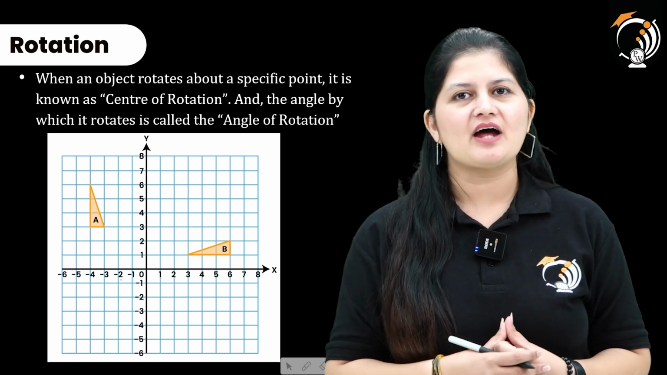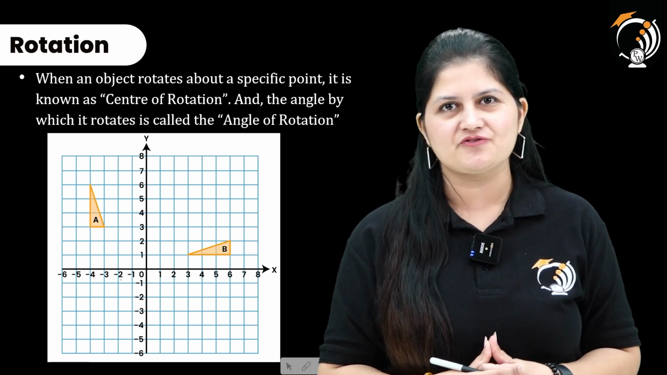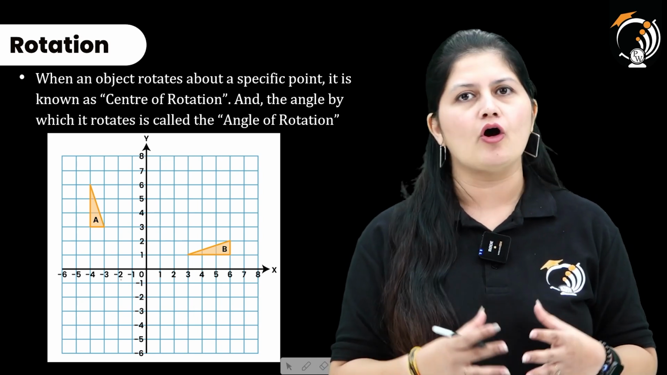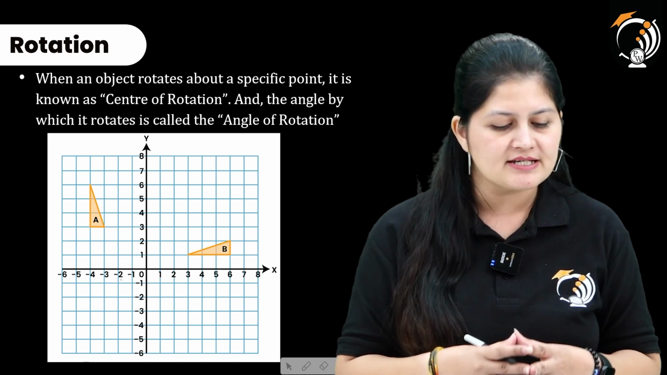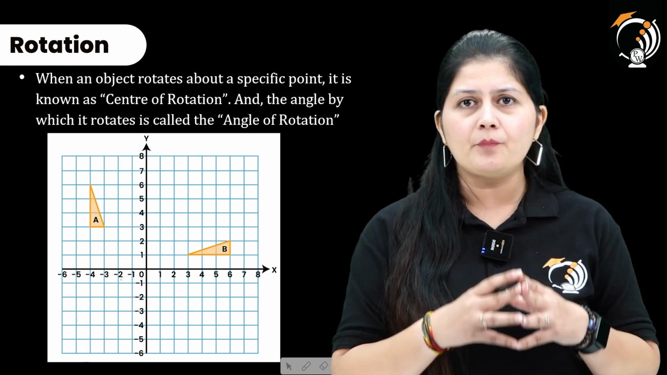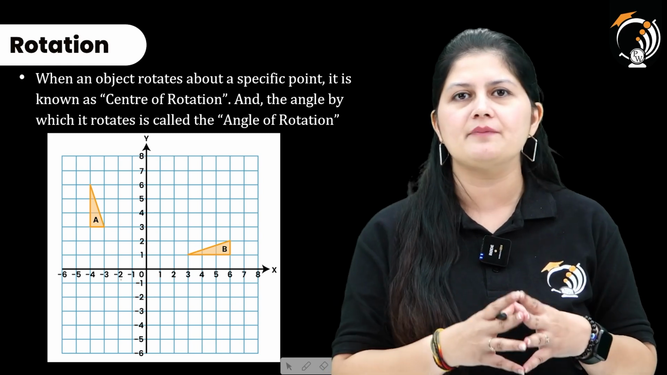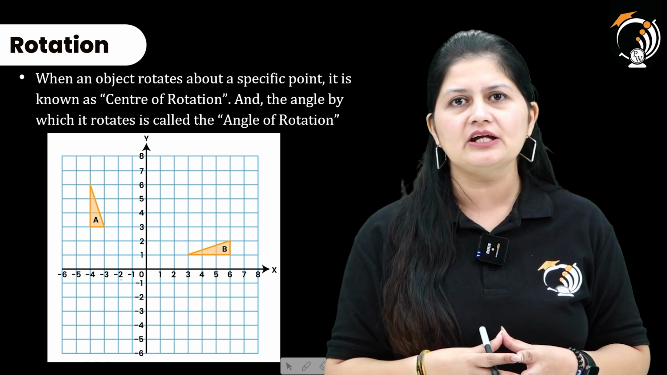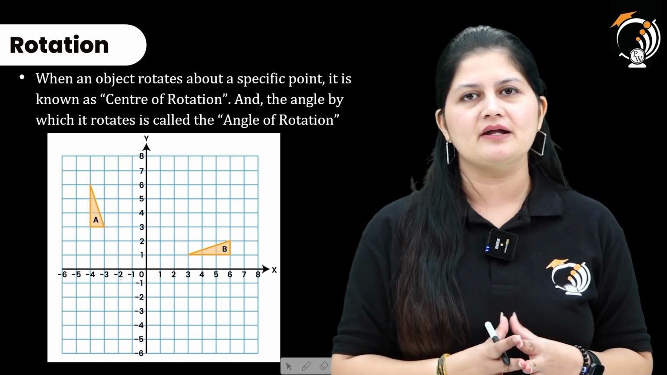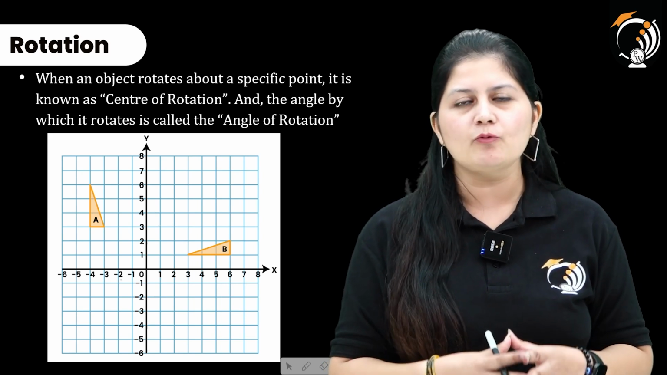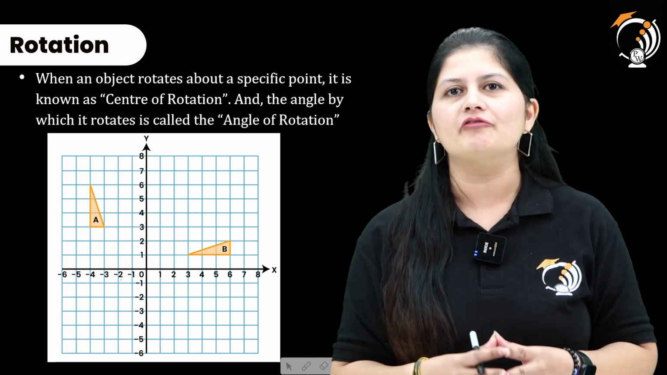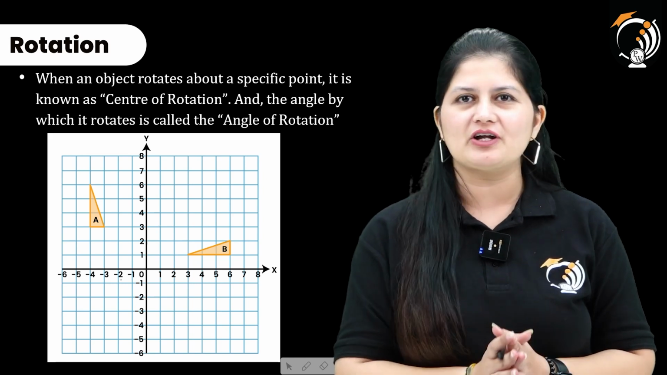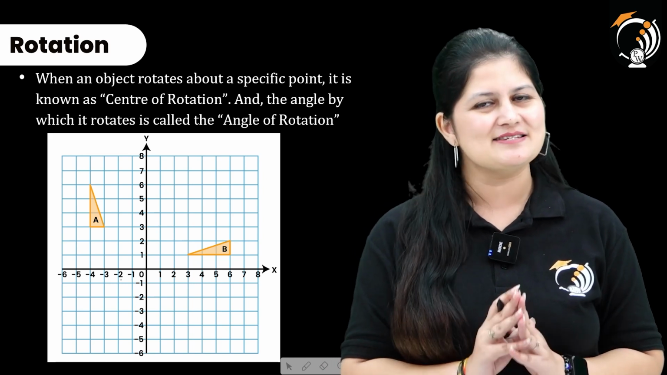Moving forward, let's try to understand the second point of transformation, which involves rotation. Whenever an object rotates about a specific point, we need to know the point about which that particular shape is rotating, which is known as the center of rotation. Along with this, we also need to know to what angle that shape is rotating, and by that we will be able to find the angle of rotation. So in this given figure, we will understand how to find the center of rotation and angle of rotation. Let's learn it now.